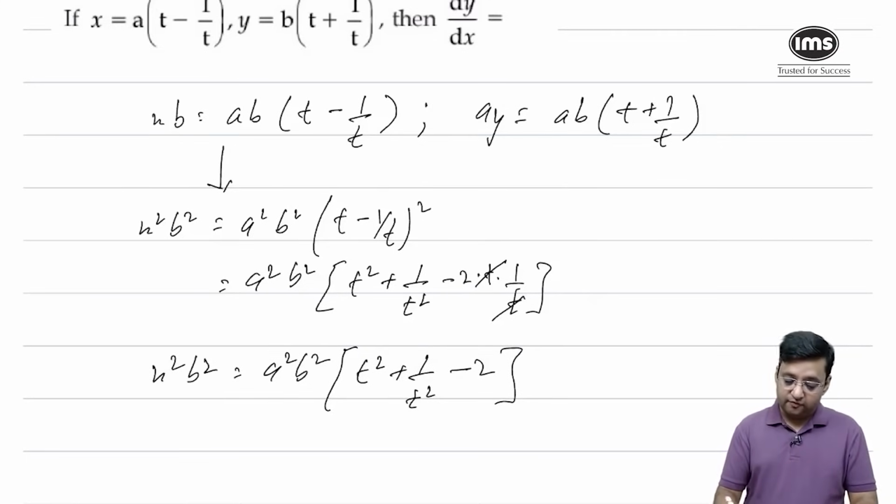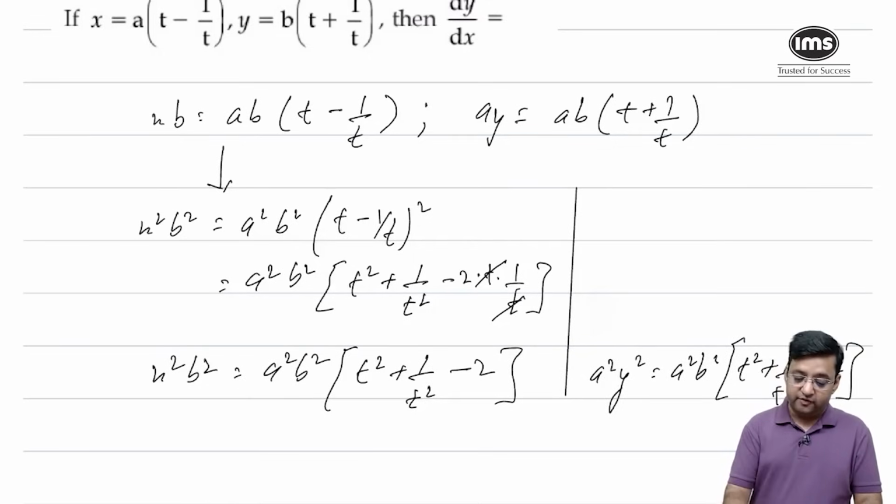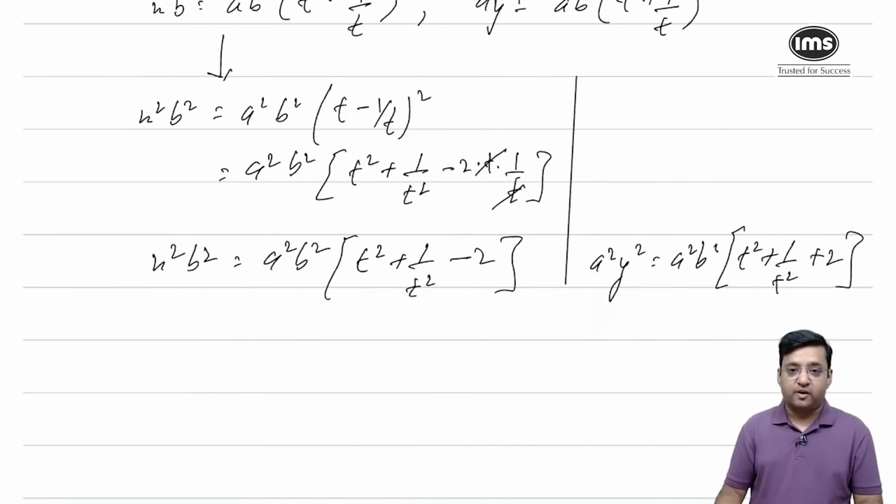Same way, if we do the squaring of this, if we do the squaring both sides, the probable result which we will get is a square y square equals a square b square into t square plus 1 by t square plus 2. The only difference which we will get will be plus 2 because this function is positive and this function is negative. Now coming to the next part, what we can do further, we can subtract these two.